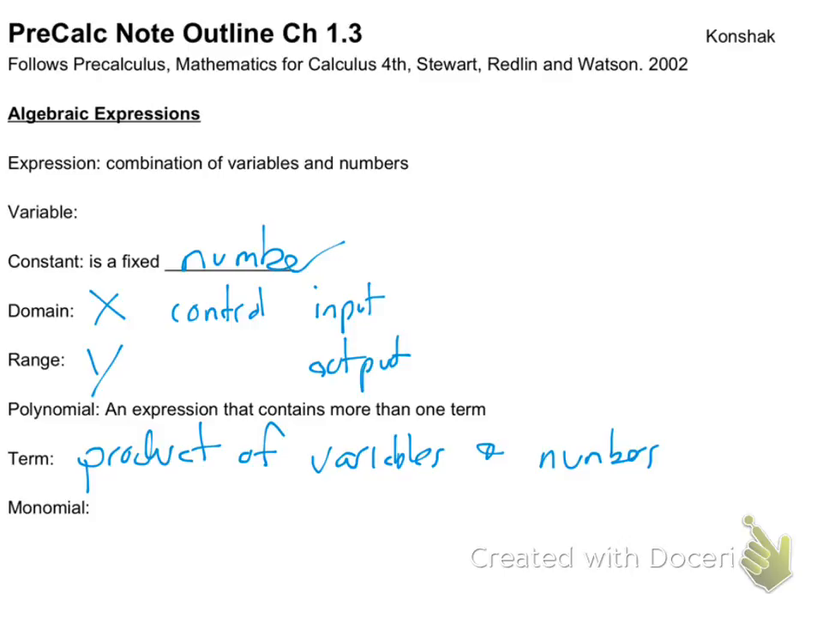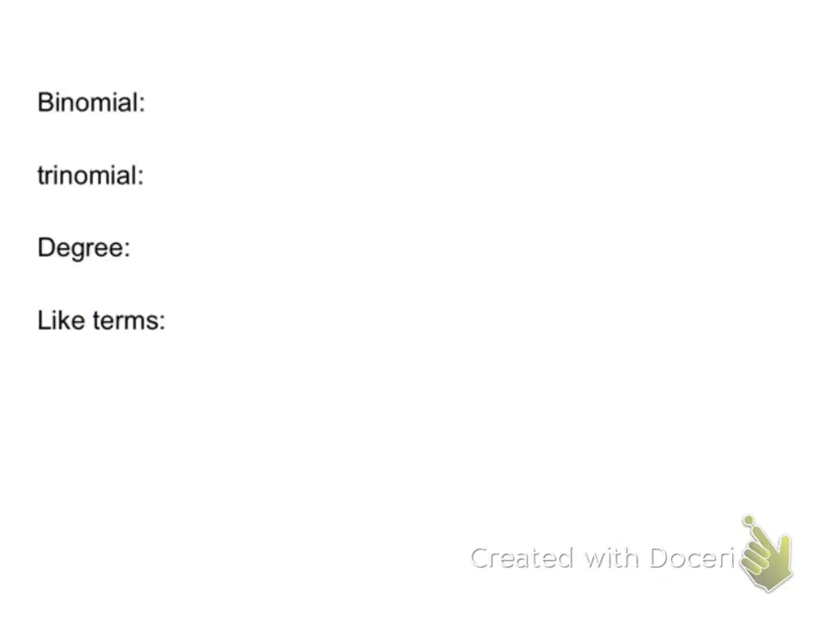We have a couple different types of terms or groups of polynomials, we'll say. A monomial: mono means one, so one term. Binomial would mean two terms. Trinomial, three terms. The degree of a polynomial is the highest power. I think that's important, so I'll write that down.